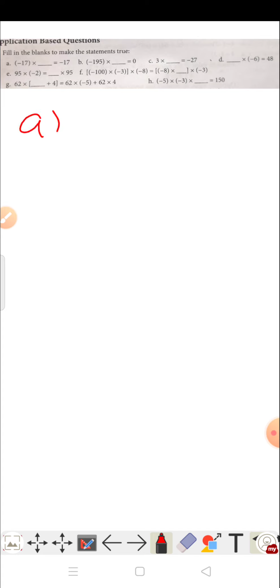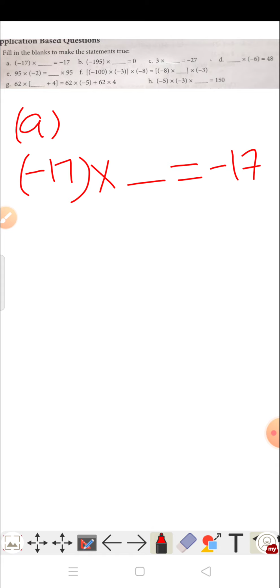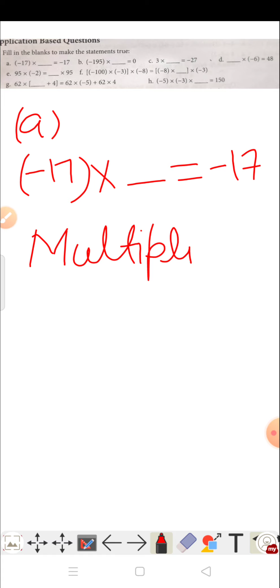So the A part is minus 17 multiplied by dash is equal to minus 17. In our previous video, we have learned about a property named multiplicative identity. What is the name of the property? Multiplicative identity.